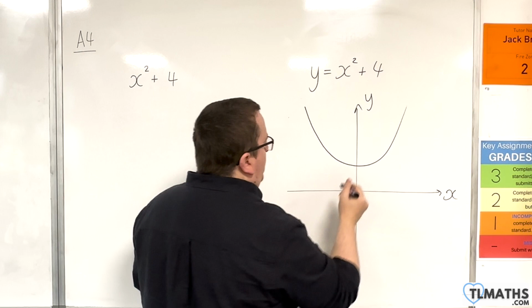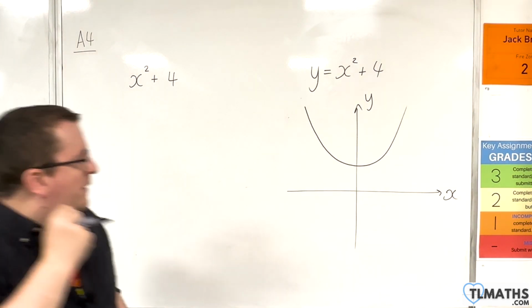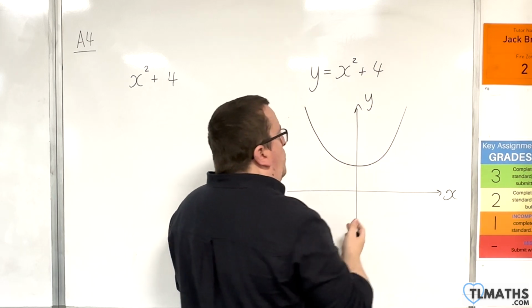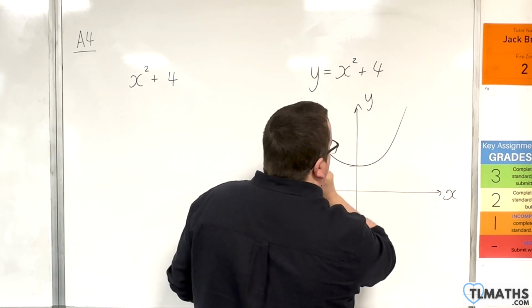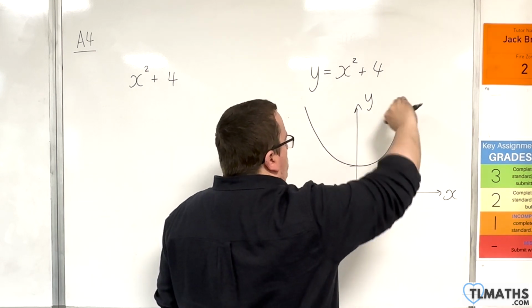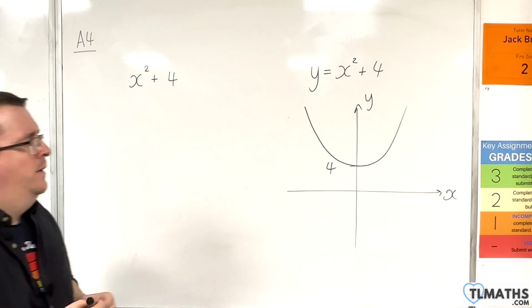Oh, that wasn't particularly good. It was meant to be symmetric on the y-axis, but that'll do. So it has the y-axis as a line of symmetry. And this point, the lowest point that it reaches, is 4.